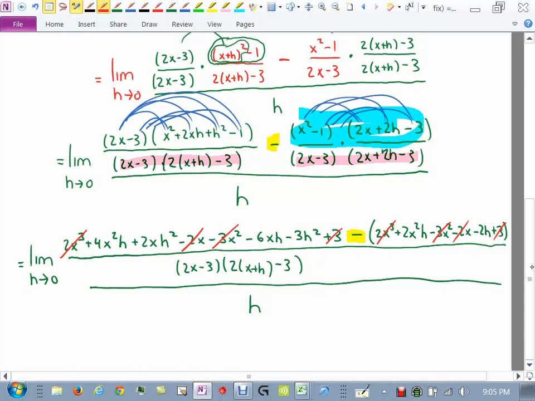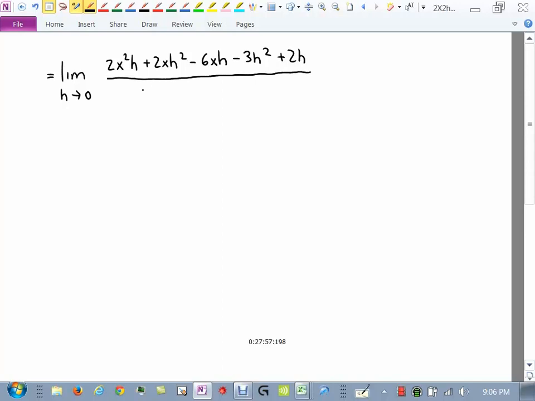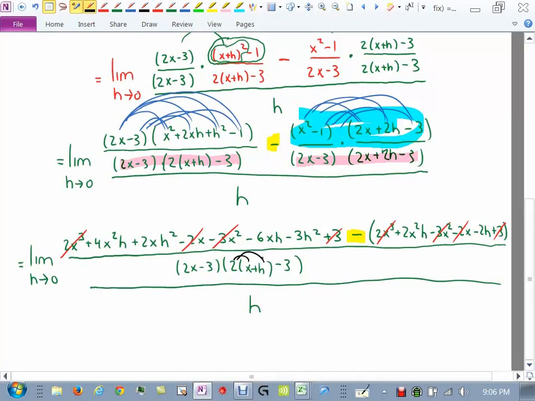is the limit as h goes to 0 of, let's see, 2x squared h plus 2xh squared minus 6xh minus 3h squared plus 2h all over our common denominator. Our common denominator was 2x plus 2h minus 3 times 2x minus 3. All I did here was distribute that through, so that's why it looks like this right here. And I switched the order of them, no big deal. All of this divided by h.